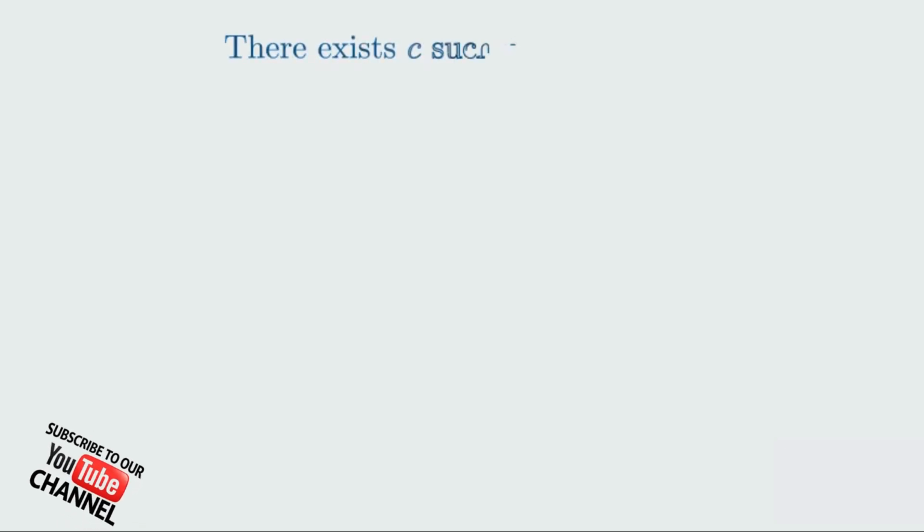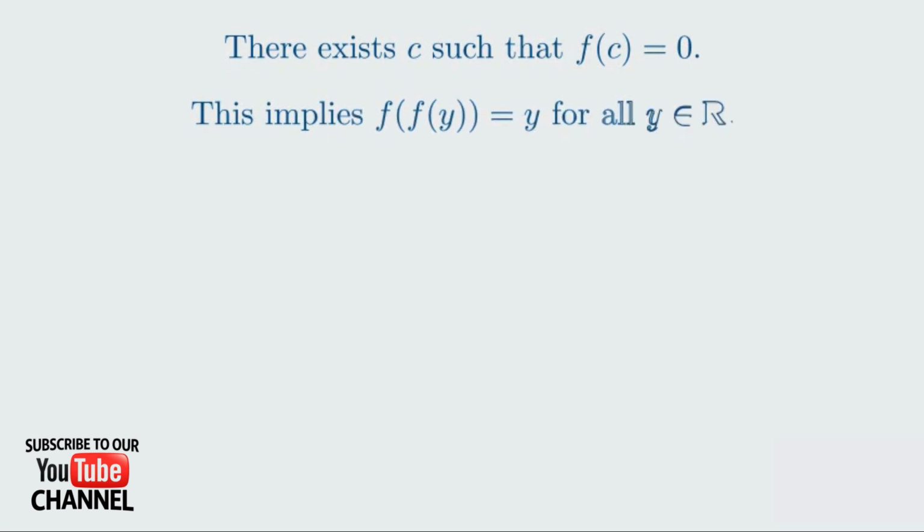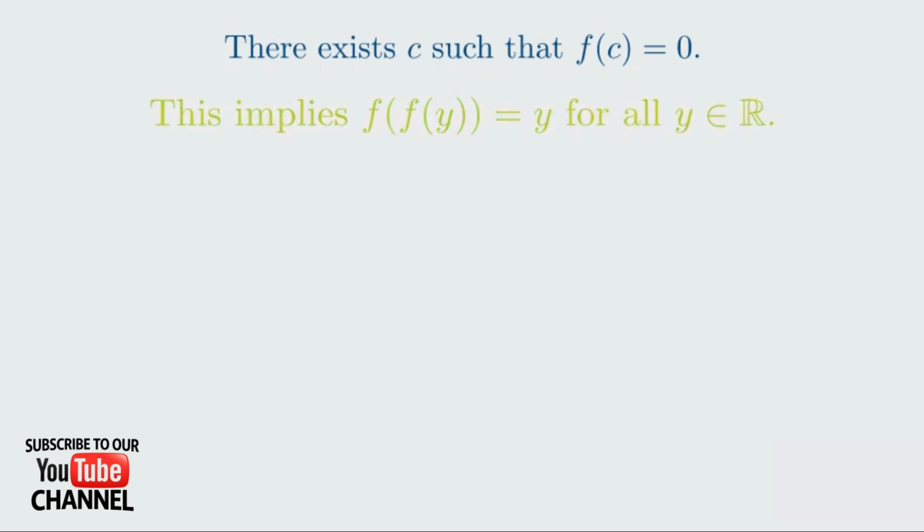Now that we've definitively proven that a root c exists, we can fully rely on our first major finding. We know for certain that there exists a c such that f of c is 0. And, as we showed, this leads directly to the conclusion that f of y equals y for all real numbers y. This property is incredibly valuable. It means the function f is a bijection and is its own inverse.